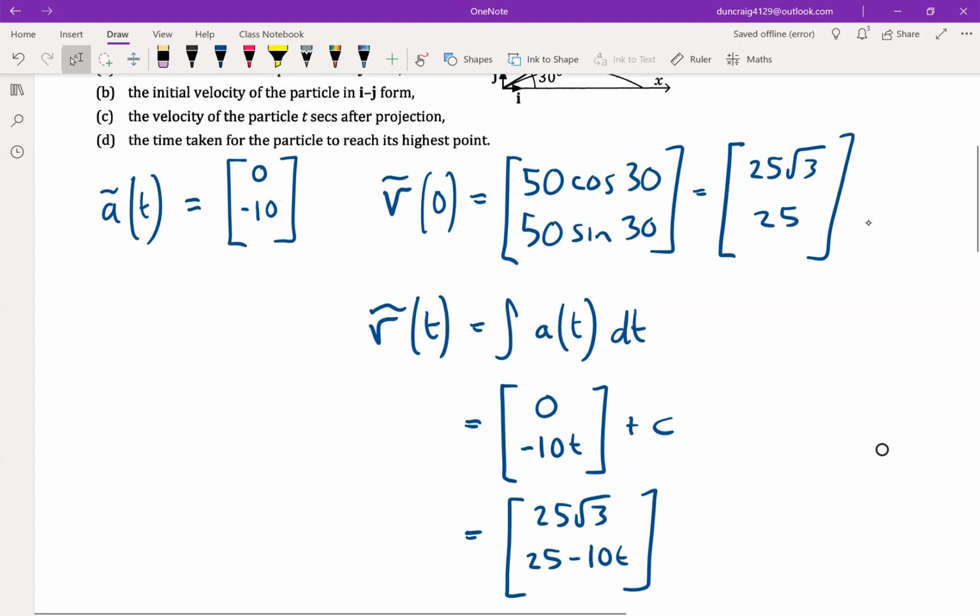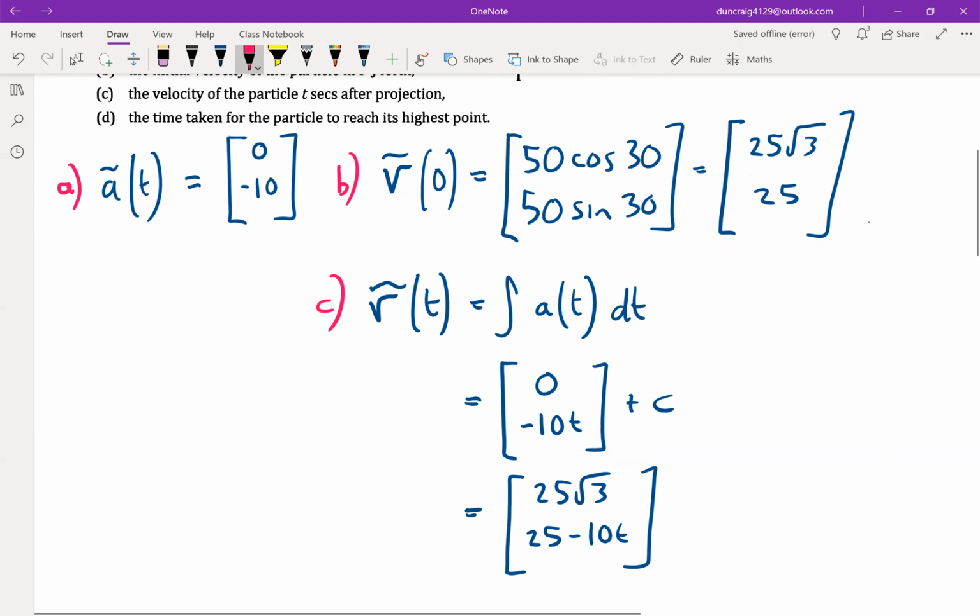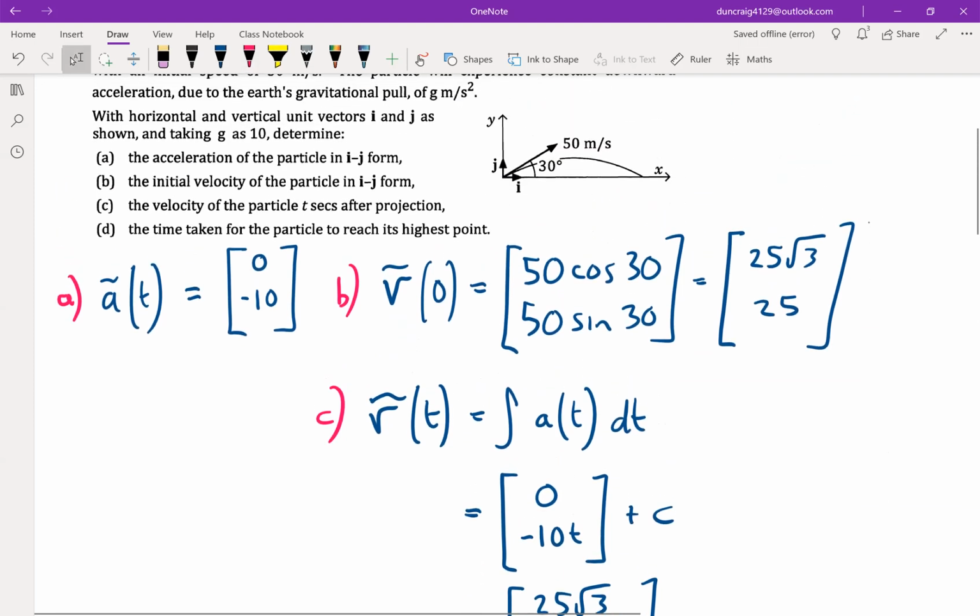Oh yeah, sorry, we just had done that. So I'll just write this out here. This was our part A. We found its initial velocity, and then we found it after a particular point. And for the final part, the time taken for it to reach its highest point.